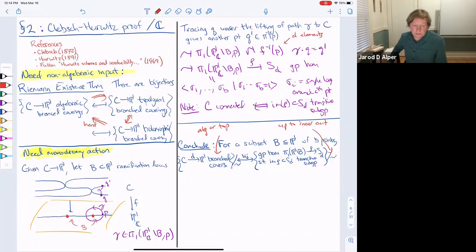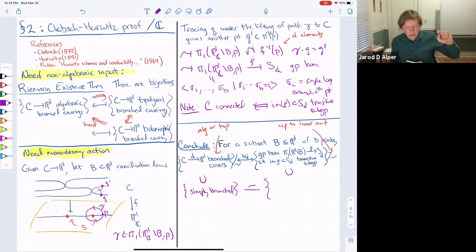And this restricts, so we have this bijection, and if you look at the locus of simply branched covers, this maps then bijectively to ones where the condition that it's simply branched, that is, there's only ramification index 2, translates, if you think about it, to the condition that the image of these simple loops, sigma_i, in S_D are transpositions.